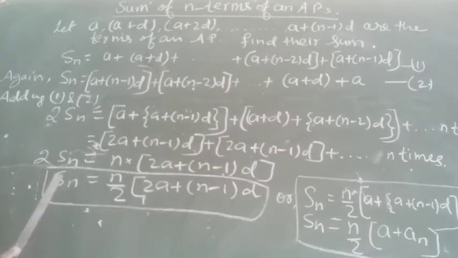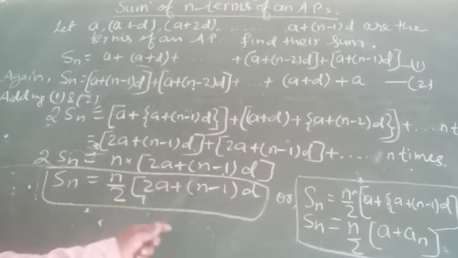So what is the value of the sum of n terms? Sum of n terms equals n by 2 into 2a plus n minus 1 into d. That means if you have the first term of the AP, the common difference and the number of terms, you put the first term value, common difference value and number of terms in this formula, and after calculation you will get the sum of n terms.